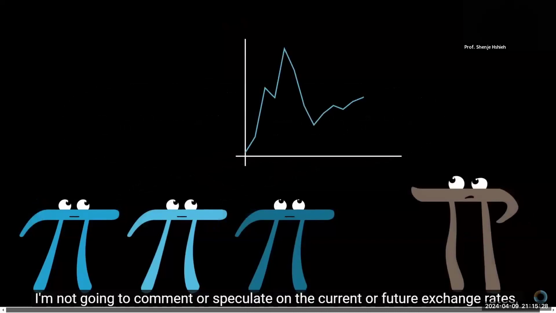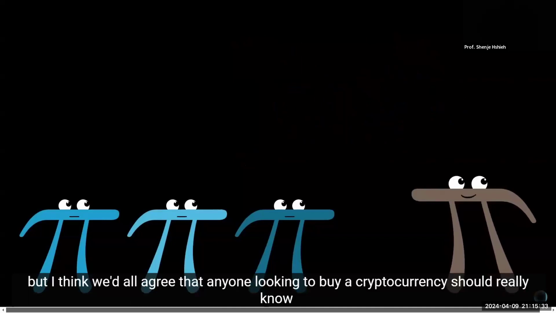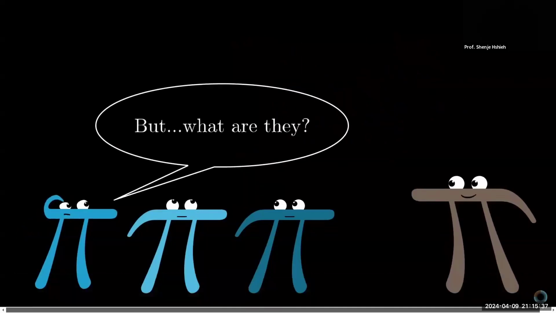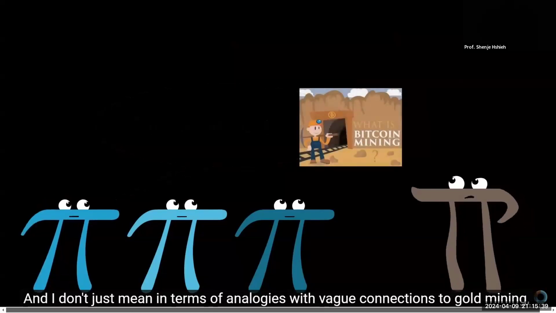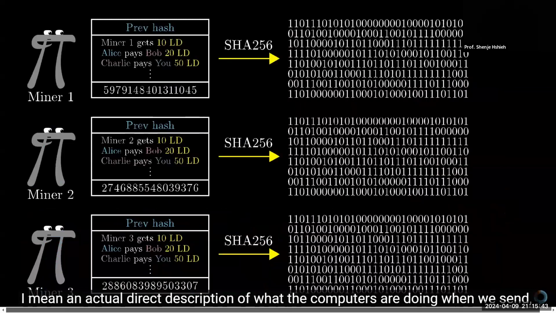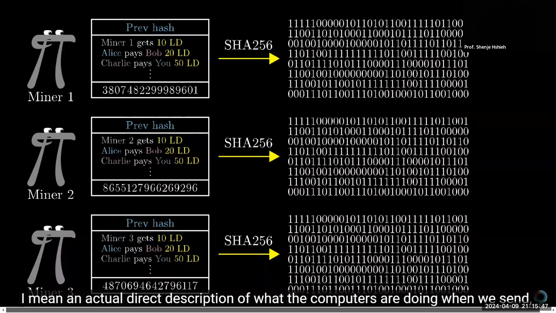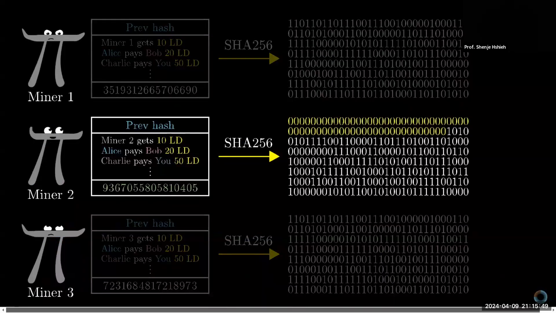And I'm not going to comment or speculate on the current or future exchange rates, but I think we'd all agree that anyone looking to buy a cryptocurrency should really know what it is. And I don't just mean in terms of analogies with vague connections to gold mining. I mean an actual direct description of what the computers are doing when we send, receive, and create cryptocurrencies.